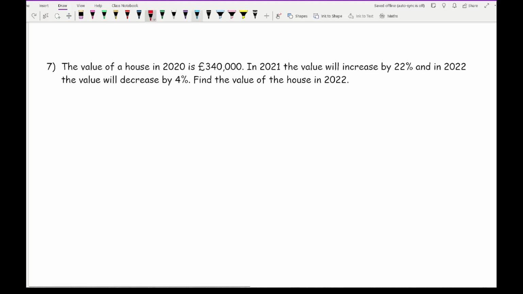So let's have a look at this then. Here our starting amount, in 2020, the value of the house is 340,000, and we're going to increase that by 1.22. So then if I type that into my calculator, 340,000 times 1.22, it comes up with an answer of 414,800.